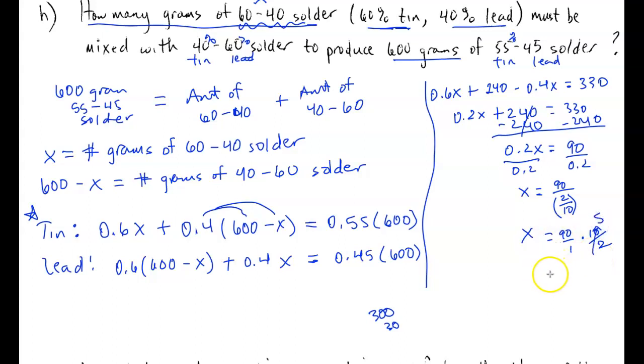And 5 times 90 is 450. And of course, this is in grams. So we know that it'll take 450 grams of the 60/40 solder in order for us to be able to get a mixture of the 600 grams of 55/45 solder.